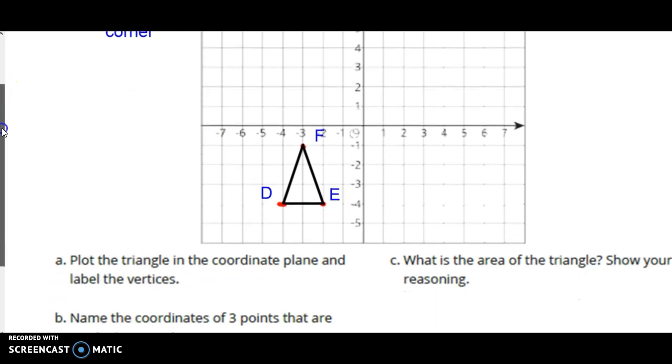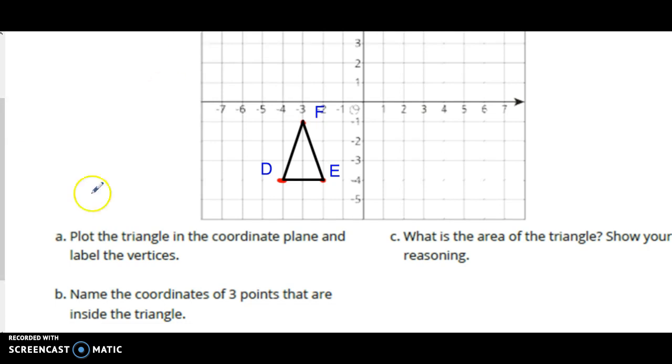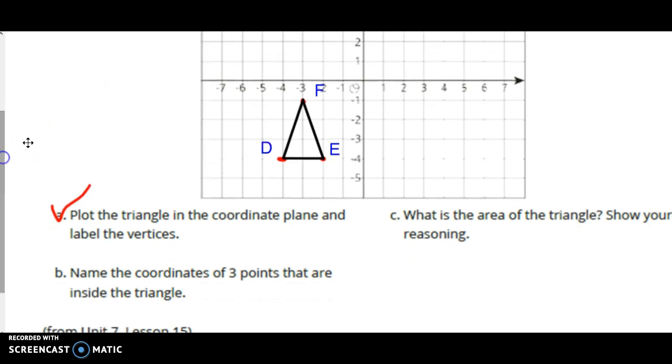A, plot the triangle in the coordinate plane and label the vertices. We have done that, so we get to put a check next to A. B, name the coordinates of 3 points that are inside the triangle.